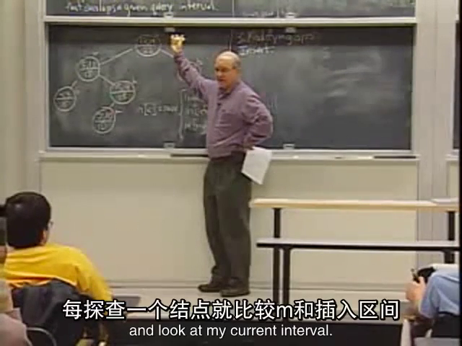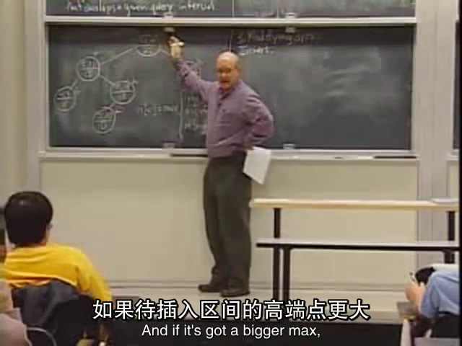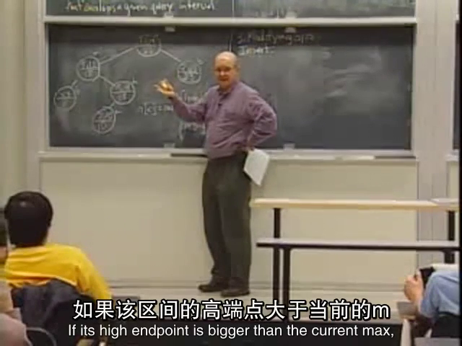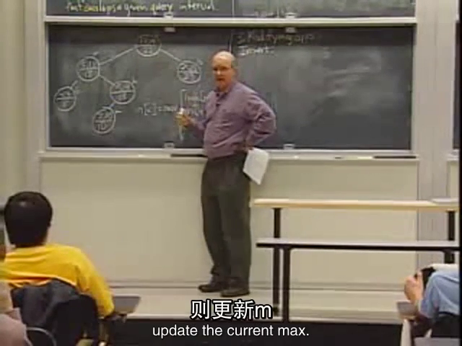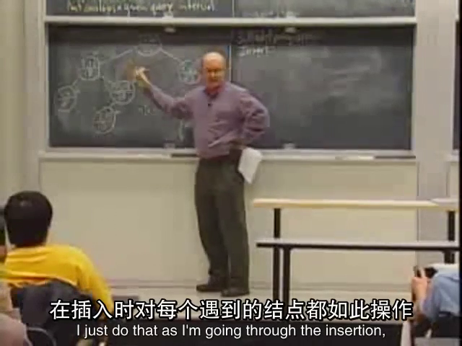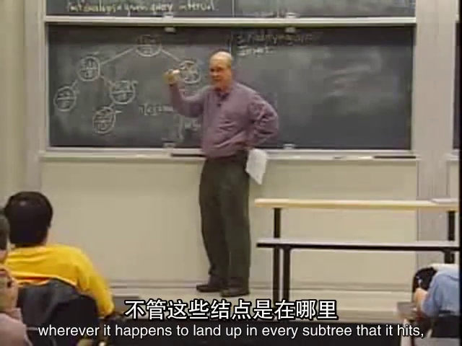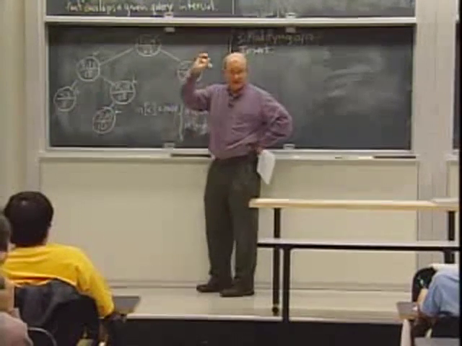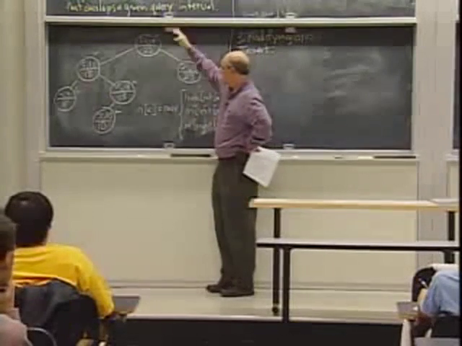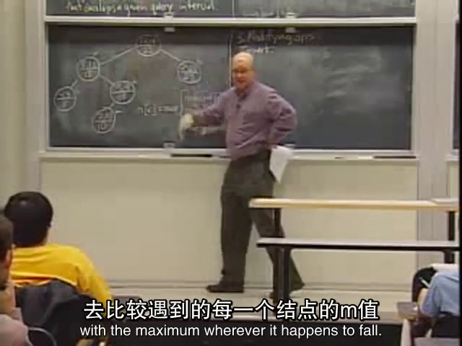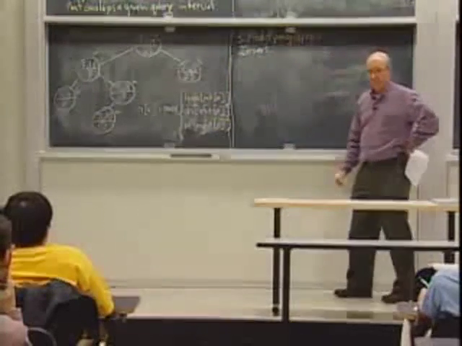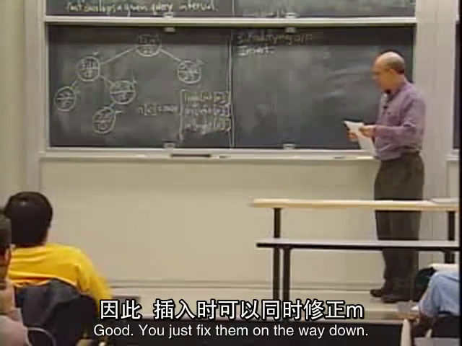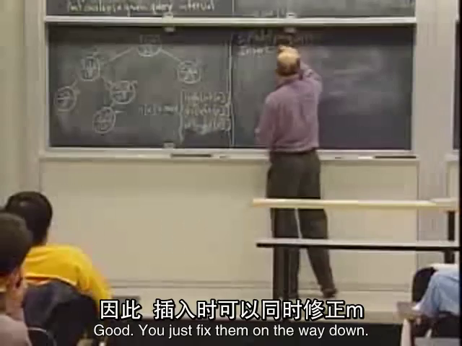You just go down the tree and look at my current interval. And if it's got a bigger max, this is something that's going into that subtree. So if its high endpoint is bigger than the current max, update the current max. And just do that as I'm going through the insertion, wherever it happens to land up, in every subtree that it hits, every node that it hits on the way down. I just update it with the maximum wherever it happens to fall. Okay? Okay, good. So you just fix them on the way down.